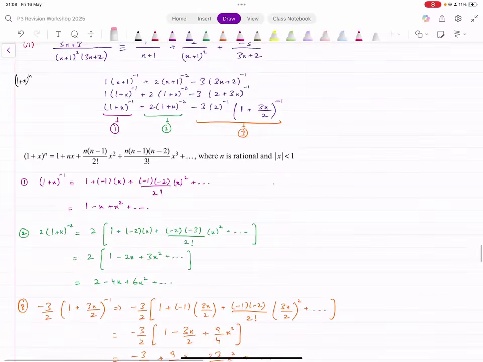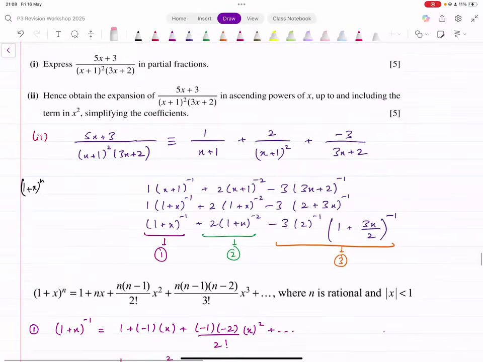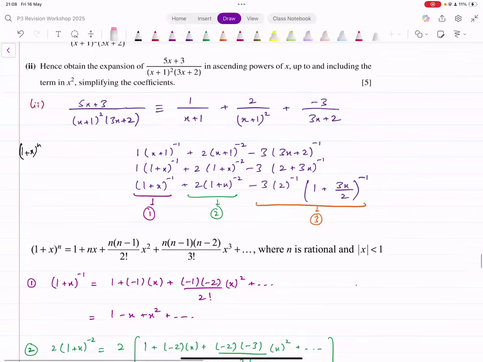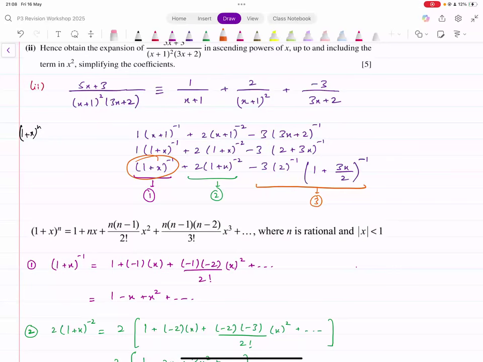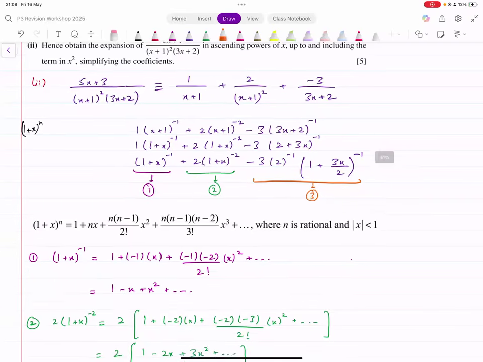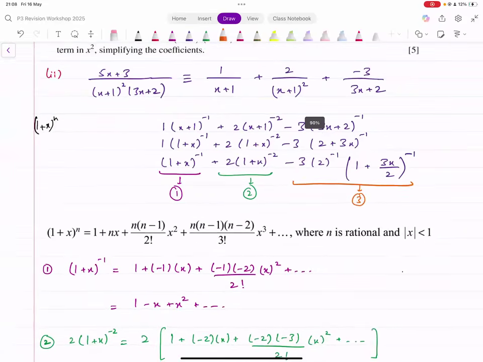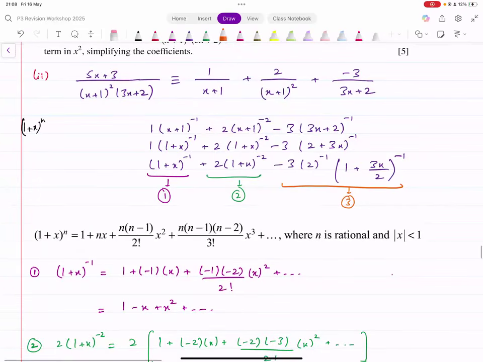Now, this is very important. Sometimes, again, in recent papers, you would see that they would ask you to state now the values of x, the set of values of x for which this expansion is valid. Now, you are doing three different expansions here. You're applying binomial formula on three different expressions here, on this, and on this. You're applying binomial formula on these three expressions, right? Now, how do you write down the set of values of x from this? For which these expansions are valid. For each of them, it will be a different set of values of x.